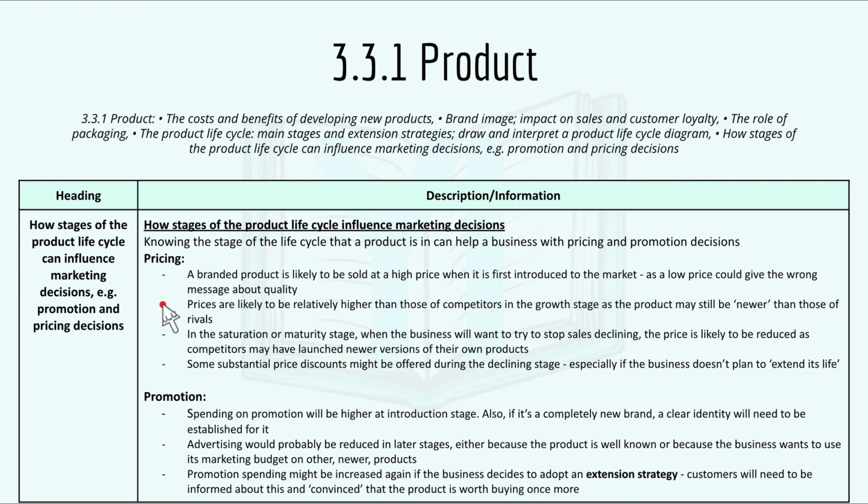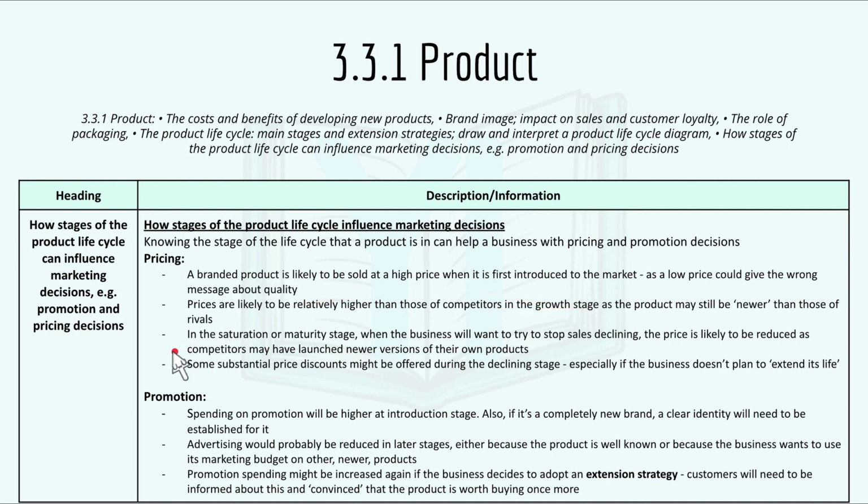A branded product is likely to be sold at a higher price when it is first introduced to the market, as a low price could give the wrong message about the quality. Number 2, the prices are likely to be relatively higher than those of competitors in the growth stage, as the product may still be newer than those of rivals.